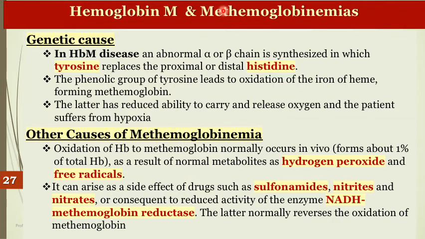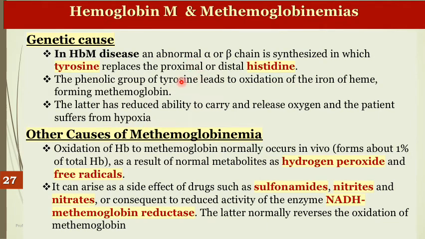Hemoglobin M, methemoglobin. We have a genetic cause. What is the mutation? The mutation is in the histidine. As you see, histidine is a bodyguard, as I discussed in the previous lecture. Histidine protects the iron from being oxidized from ferrous to ferric. If histidine is mutated and changed to tyrosine, tyrosine itself is a powerful oxidant. It will oxidize ferrous iron into ferric iron inside the heme.